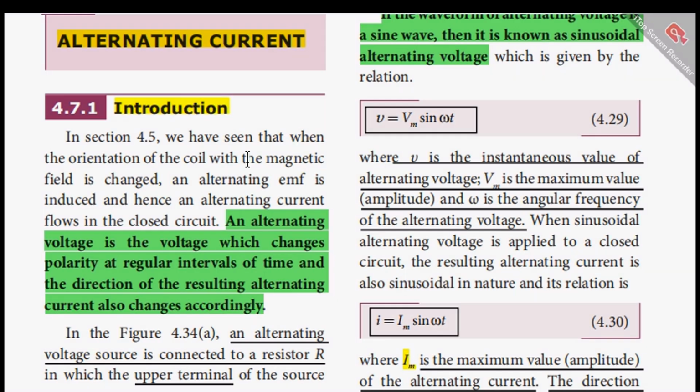In the previous section, we have seen that when the orientation of the coil to the magnetic field is changed, an alternating EMF is induced, and hence an alternating current flows in the closed circuit. Now let us see what is an alternating voltage. An alternating voltage is the voltage which changes polarity at regular intervals of time, and the direction of the resulting alternating current also changes accordingly.